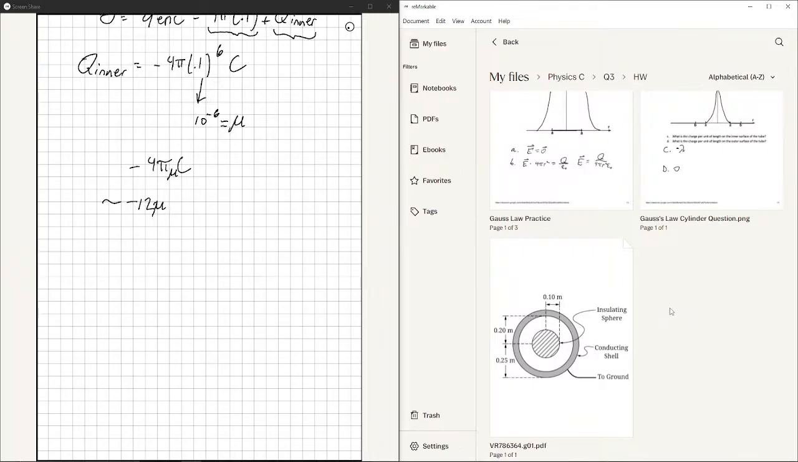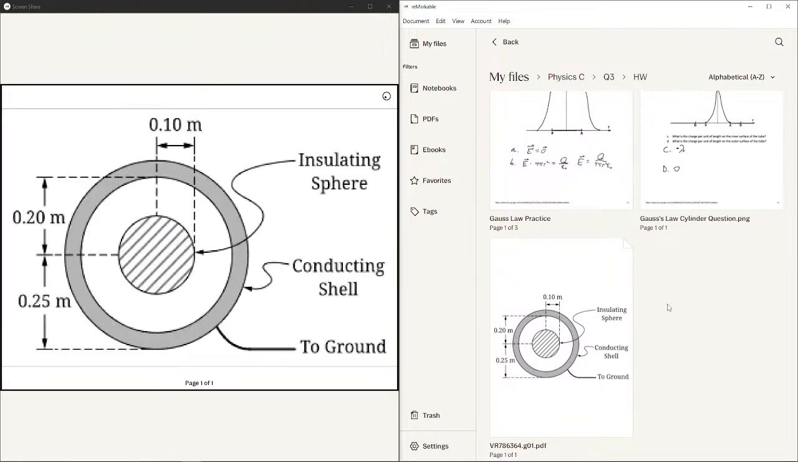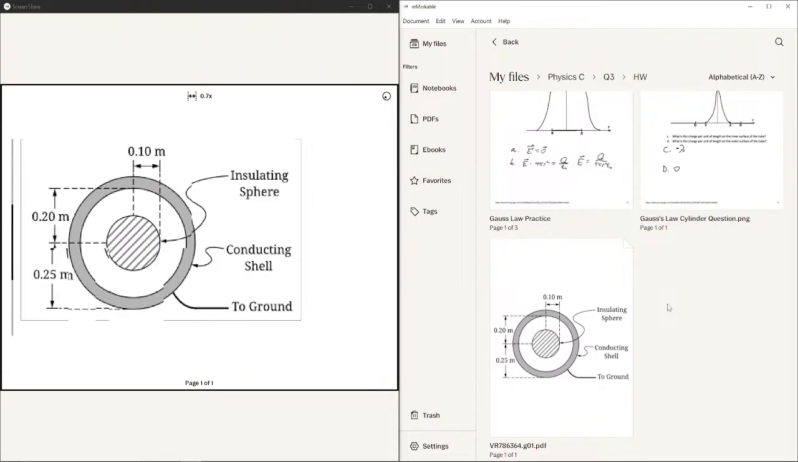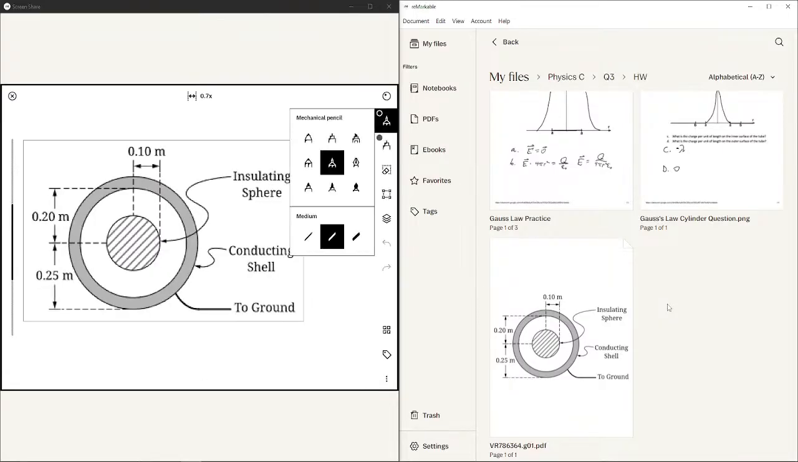Okay, physics. So we're constructing an imaginary sphere. Okay, this is going to be the sphere. Okay, it's in there.